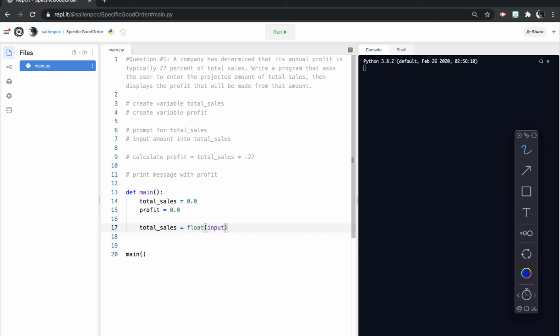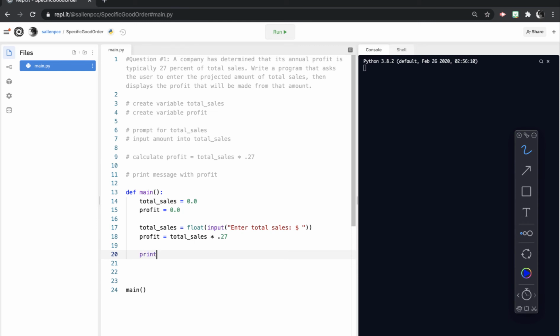And then I'll use the input function and I'll type my prompt. So enter the total sales. Okay, and so whatever they type in will be entered as a string, but then this float will change it to a decimal value, and that will be stored into total sales. And once it's a decimal value, we can do math on it. So we can calculate the profit, total sales times 0.27. That's 27%.